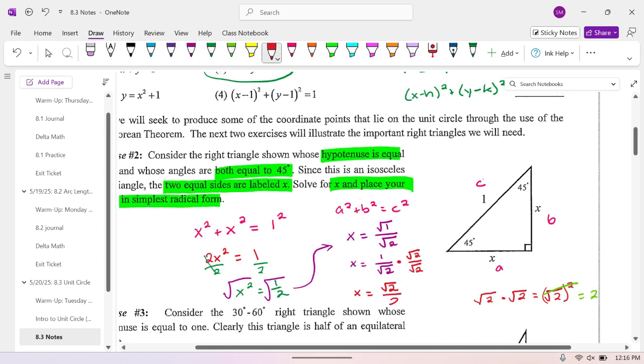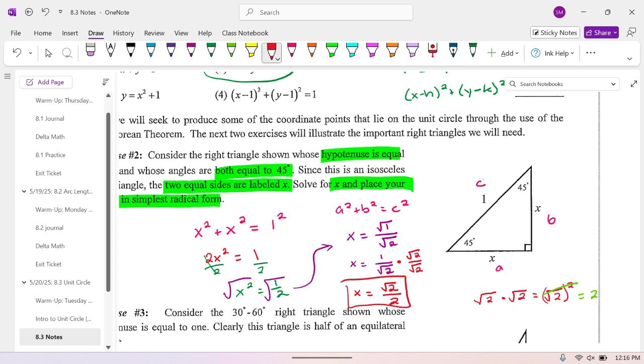So this x is equal to square root of 2 over 2. So this would be square root of 2 over 2. This is square root of 2 over 2. All right, those are my two side lengths.